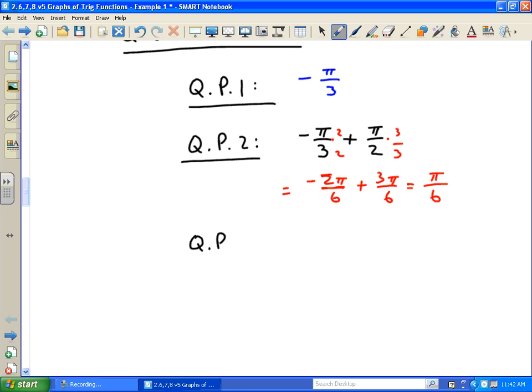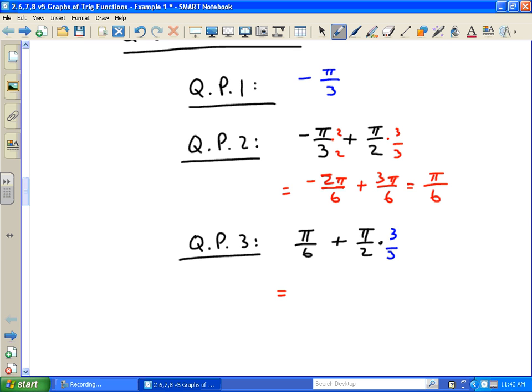Quarter point number 3. I take the quarter point that I just got, pi over 6, and I add my increment. My increment was pi over 2. I see that I need to get a common denominator. That common denominator is 6, so I need to multiply the second fraction by 3 over 3.